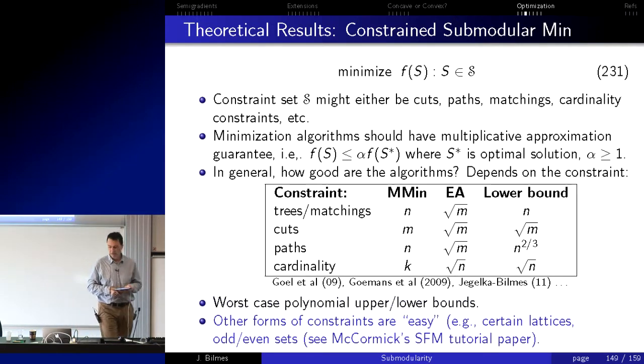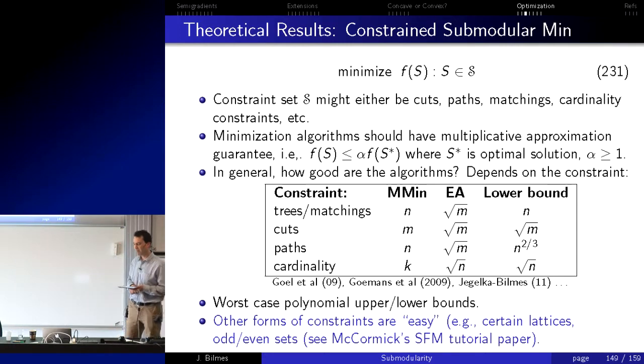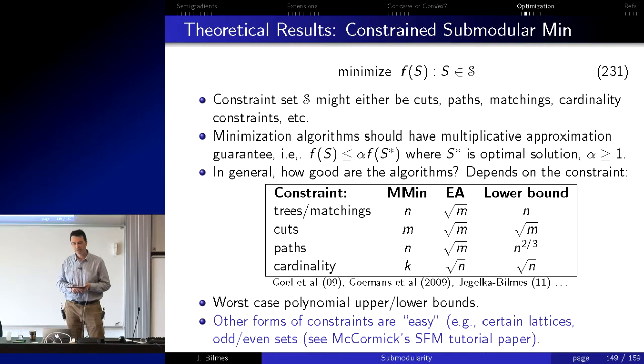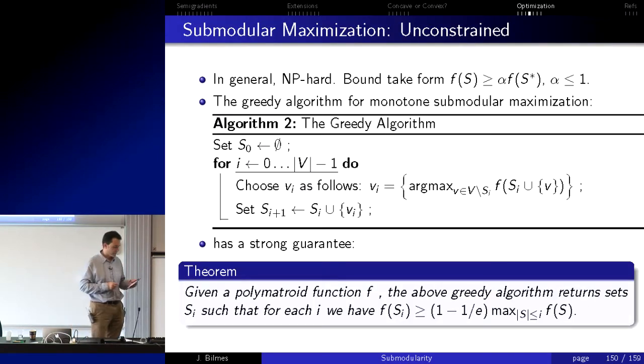Okay. Other kinds of constraints are easy, like certain types of lattice constraints, or even and odd set kinds of constraints. In some sense, lattices are like the discrete analog to convex sets. And so you can do submodular functions constrained to certain types of lattices, and that's still polynomial time, interestingly enough, even though lattices can be very flexible.